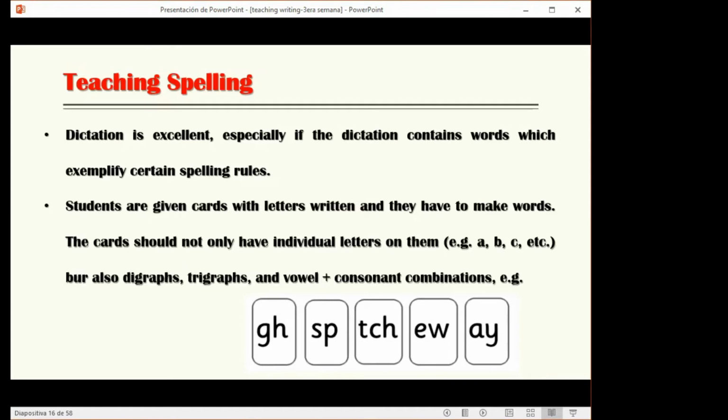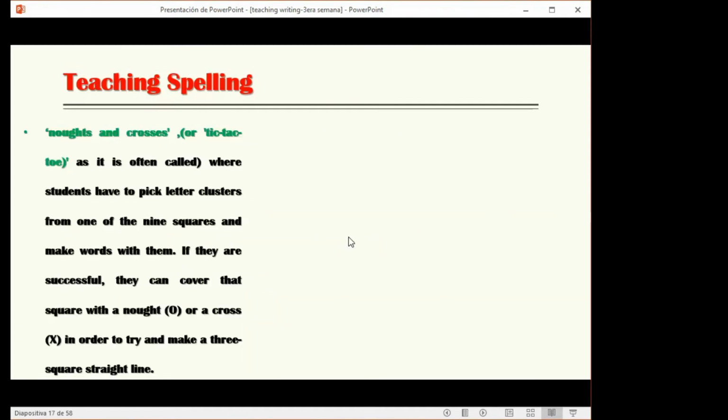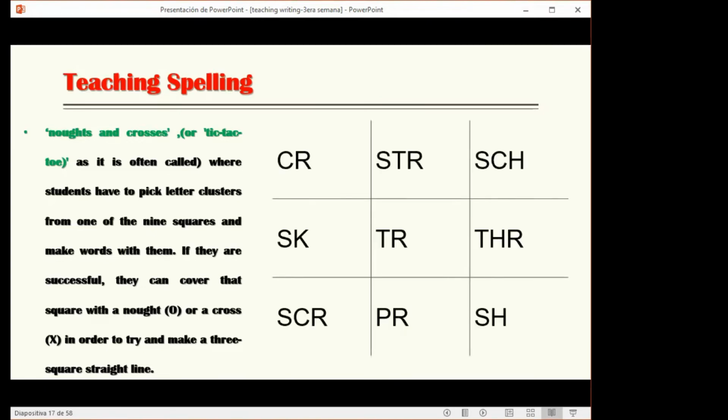Another common one, it's like a game, the famous knots and crosses or tic-tac-toe, where students have to pick letter clusters similar to the previous one from one of the 9 squares and make words with them. In the previous one, you give them cards and they need to complete. Now they are going to use the tic-tac-toe card, and they need to complete a row. If they are successful, they can cover the square with a knot or a cross in order to try to make a 3 square straight line. For example, like this. Notice.